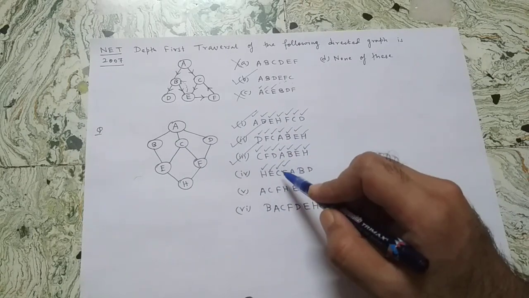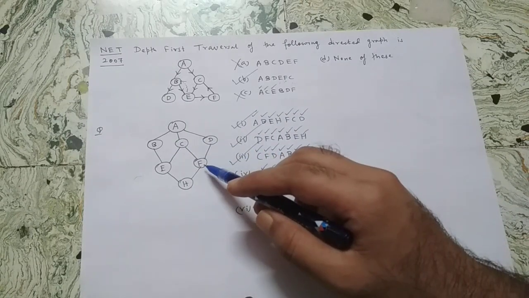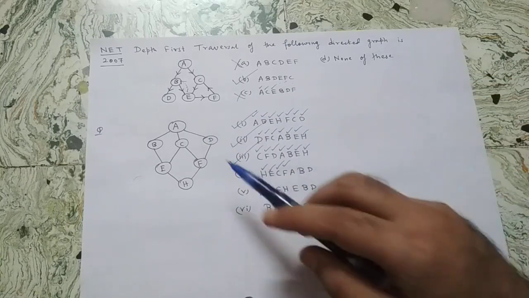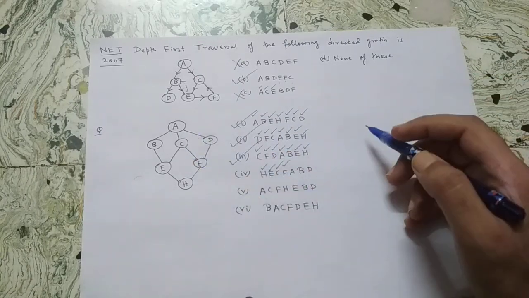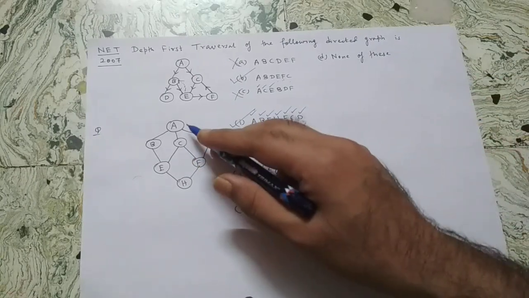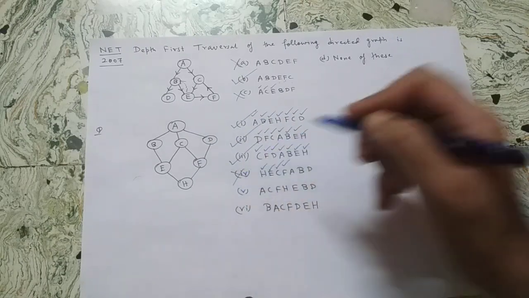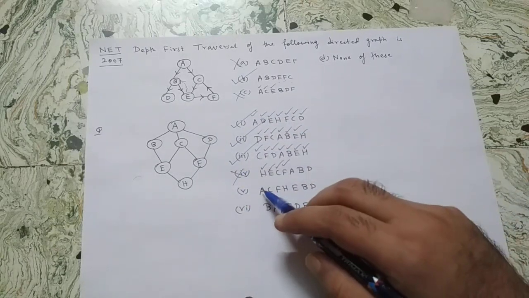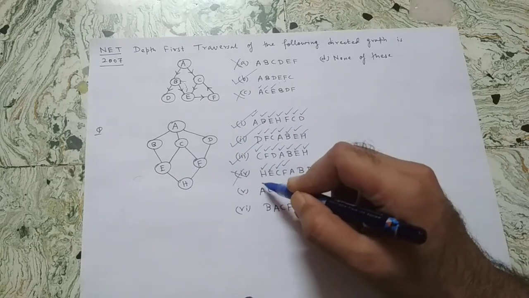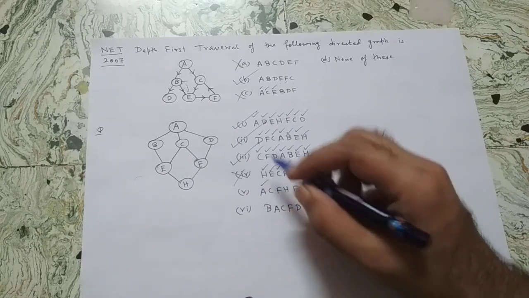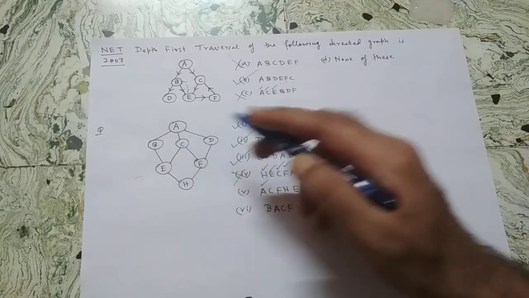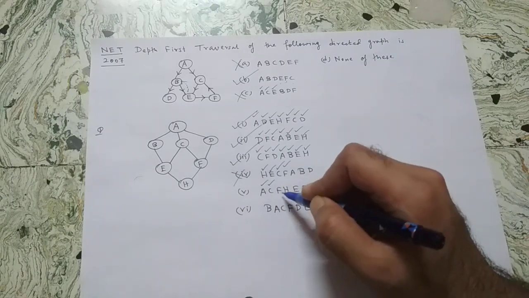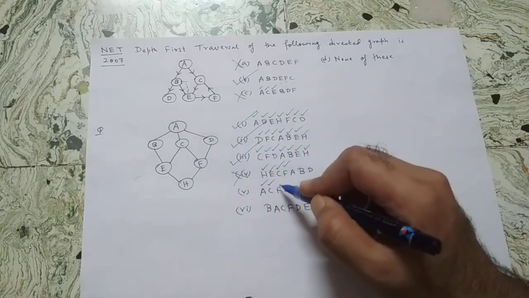Now from F they're going to A, but F is not connected to A. F and A are not adjacent to each other, so I cannot go from F to A. So this is incorrect. Now next, I'm starting off with A. Fine. From A they're going to C. From A to C, yeah, that's allowed. Now from C they're going to F. From C to F, even that is allowed.